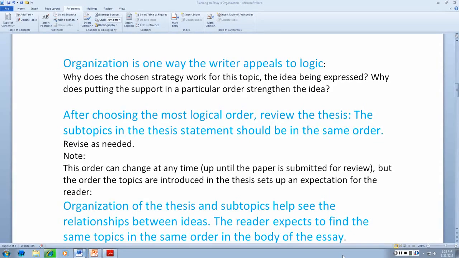It can change at any time, but the order that the topics are introduced in the thesis sets up the expectation for the reader. The organization helps the reader see the relationships between the ideas, and the reader expects to find the same topics in the same order in the body of the essay. This is something that is particularly important, and make sure that you pay attention as you make necessary revisions during the process of organizing and writing papers.